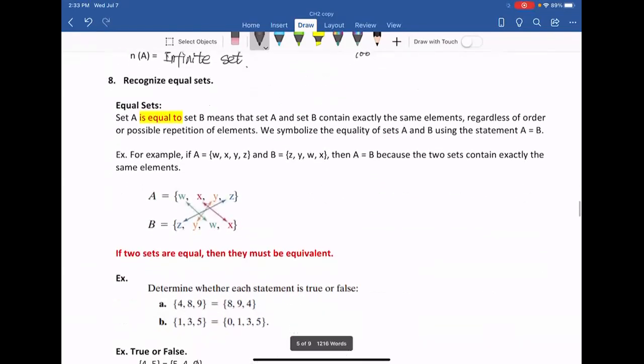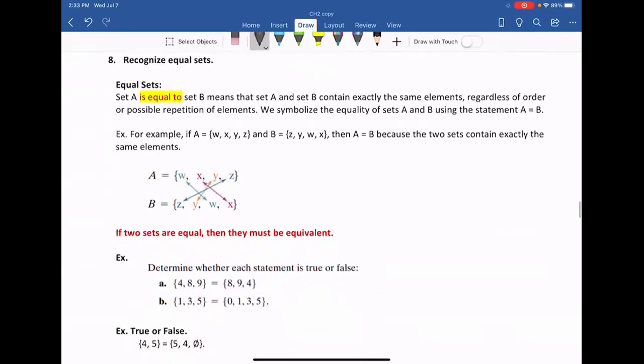Next part is recognizing equal sets. We learned equivalent sets; right now we learn equal sets. If set A equals set B, it means that set A and set B contain exactly the same elements. Be careful, regardless of order or possible repetition of elements. We use A = B to represent that these two sets are equal.